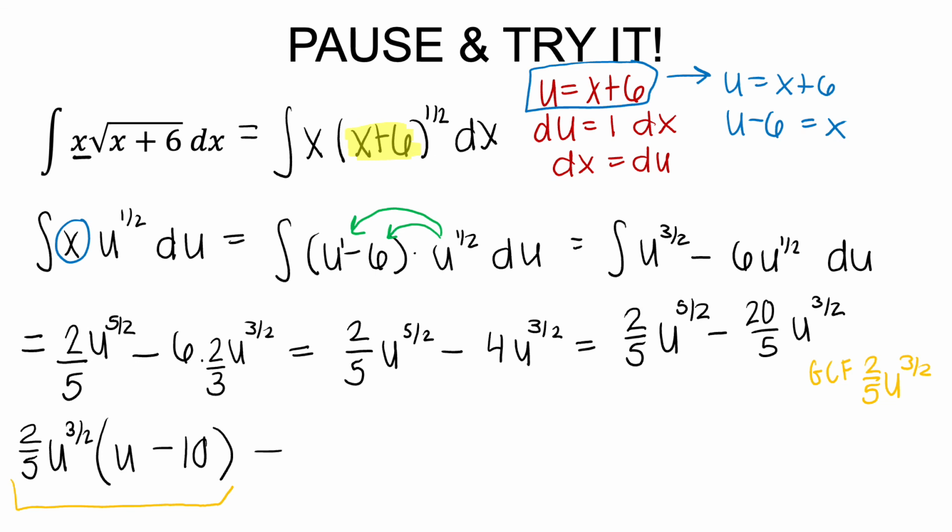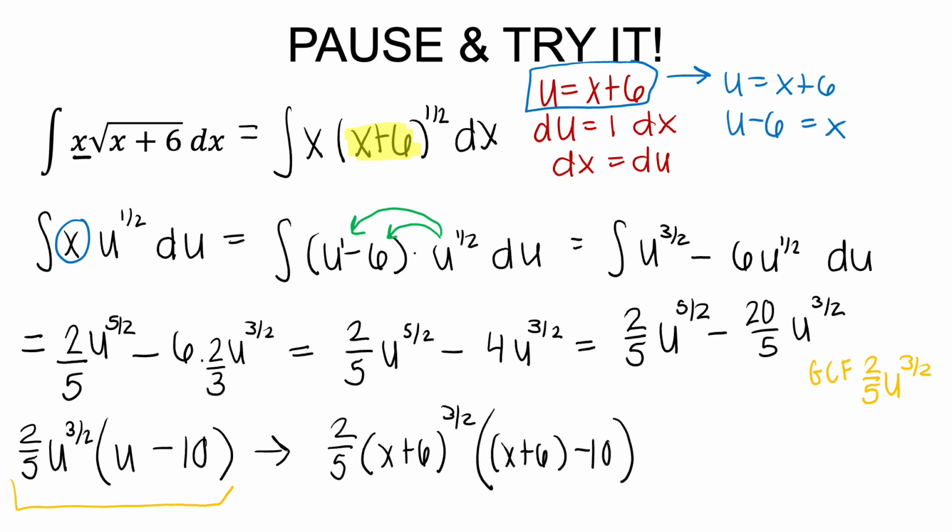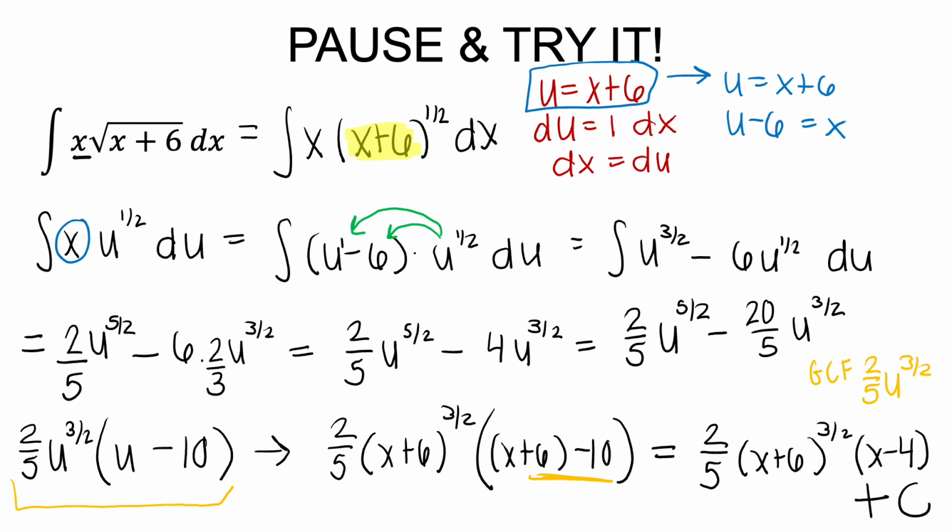So this becomes 2/5, replacing with (x plus 6) to the 3/2 times, replacing my u with x plus 6, minus 10. I can combine a positive 6 and a negative 10. And my final answer is going to be 2/5 (x plus 6) to the 3/2 times (x minus 4). And then because this is a general solution or an indefinite integral, I can't forget my plus c.